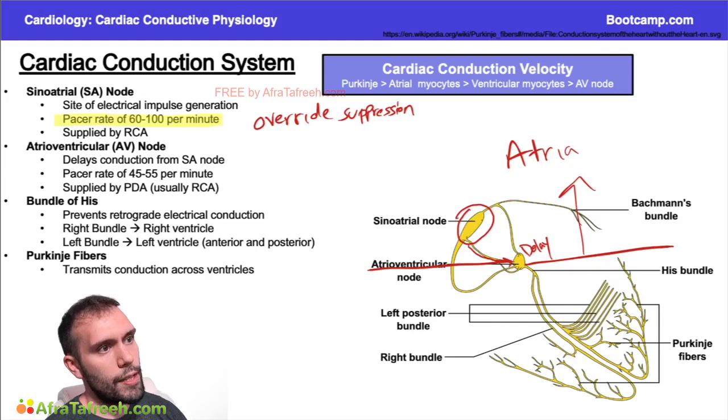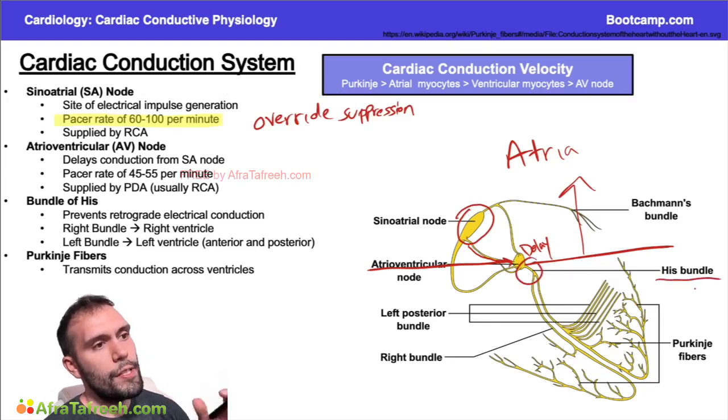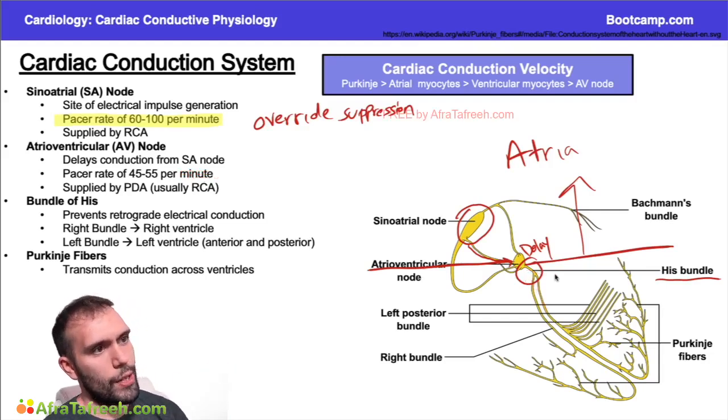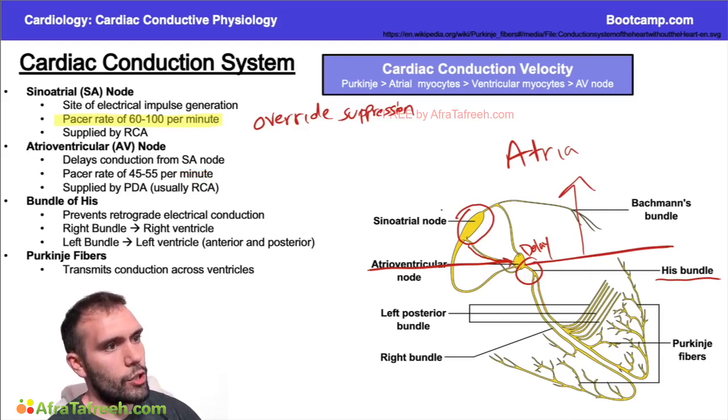So again, SA node to the AV node, and then once we get to the AV node, there's this His bundle, or bundle of His. This bundle essentially is preventing this impulse from going backwards, okay? We'll talk in more detail in the arrhythmia videos about this. I don't want to get too off track here, again, just a high-level overview. It's preventing retrograde electrical conduction, and we have a signal that's going to the right bundle, okay? So it's going to go to the right side of the heart. And we have a left bundle, which has an anterior and posterior portion.